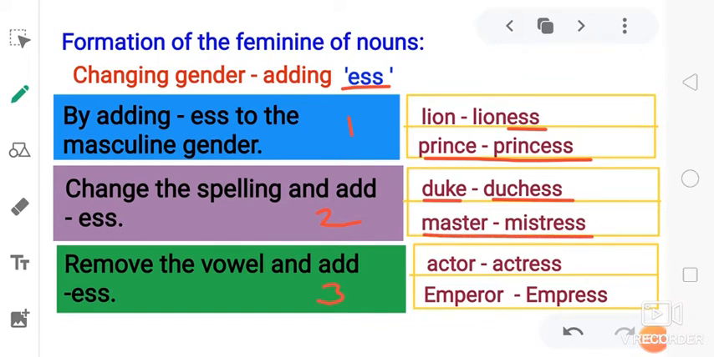Rule number 3. Remove the vowel and add ESS. Actor. In actor, which is the vowel? O. We have to remove the vowel and add ESS, and actor will change into actress. See, the same thing, emperor will change into empress. The vowel is removed.